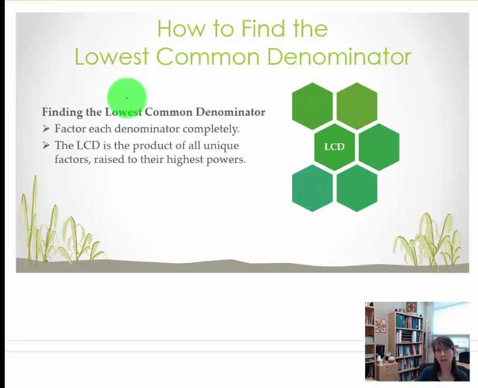Now, we aren't always going to have the luxury of a common denominator, so we have to figure out how to come up with the lowest common denominator. So here are some tips. We're going to factor each denominator completely. The lowest common denominator is the product of all unique factors raised to their highest powers. So we're going to practice determining the LCD, and then we're going to add and subtract with unlike denominators.